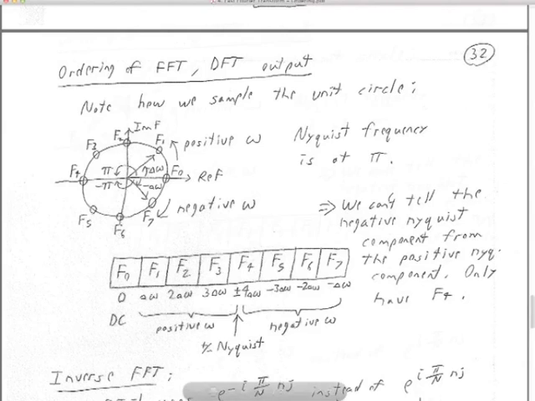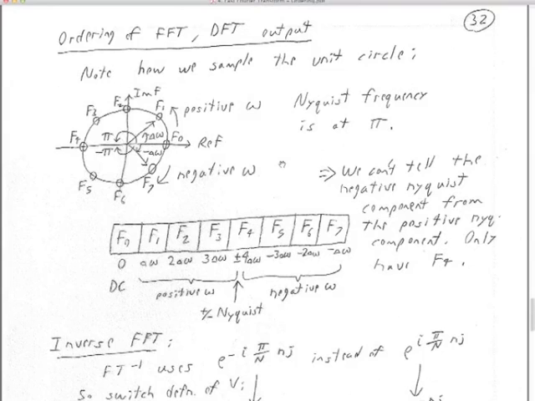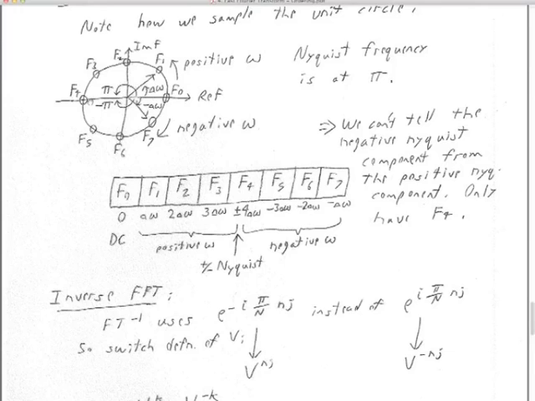Okay, better stop. I have a couple things I need to finish up about the ordering of the output of the FFT and DFT that are at the end of notes number 4. And I was able to give you the basics last time. Our Fourier transform is going to have evenly sampled frequency components around the unit circle, one at every different frequency. So we're going to sample all frequencies, negative frequencies from 0 to minus pi, and positive frequencies from 0 up to pi, with pi being the Nyquist frequency over here on the left.